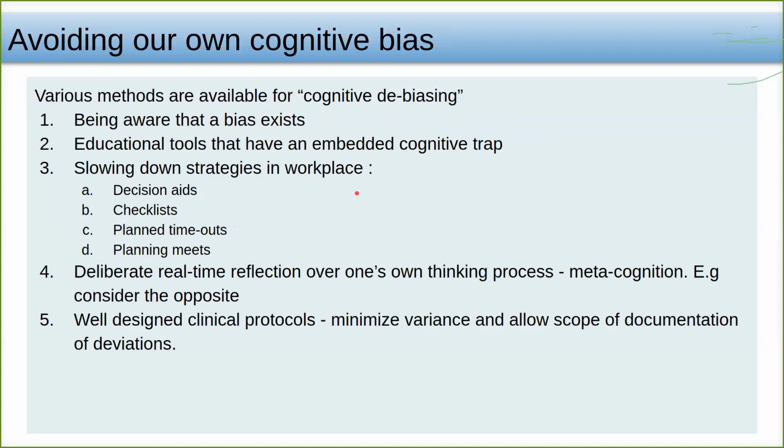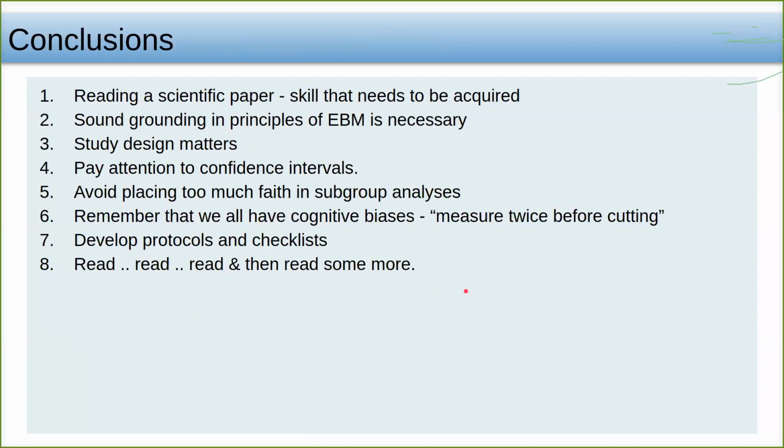The way to avoid the cognitive bias is you have to go through a process known as cognitive debiasing. Although it sounds complex, basically what it implies is that you take time to think of how you are thinking. The way you can do that is by using decision aids, using checklists, planning needs, and thinking about what you are doing. Of course, having a well-designed clinical protocol to minimize variance and documentation of deviations is very important.